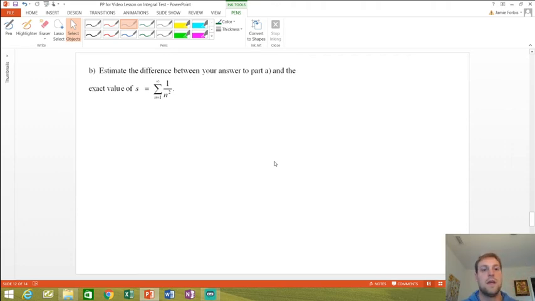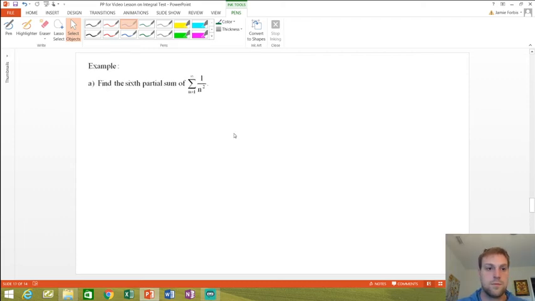Cool. It says estimate the difference in your... I skipped one. There we go. Find the sixth partial sum of the summation n equals 1 to infinity. Well, that's super simple. If I want to do the sixth partial sum, that's s sub 6.